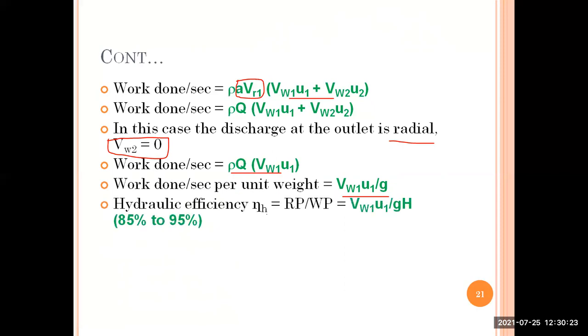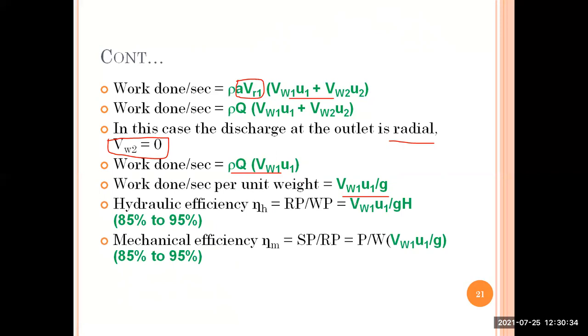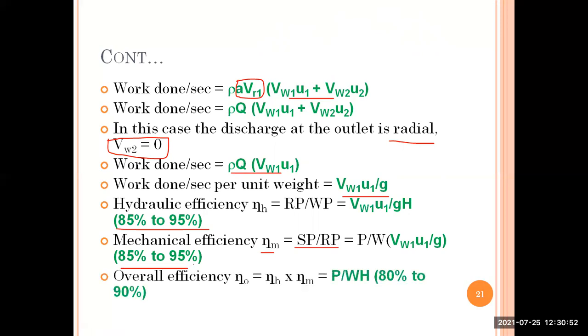And hydraulic efficiency, we know, eta H is equal to runner power to water power, which will be equal to VW1 U1 divided by GH. The value of hydraulic efficiency varies between 85 to 95%. Similarly, the mechanical efficiency eta M is shaft power to runner power, which is P divided by W into VW1 U1 divided by G, where it varies from 85 to 95%. And the overall efficiency is the product of hydraulic and mechanical efficiency, which is P divided by W into H, where the overall efficiency varies between 80 to 90%.